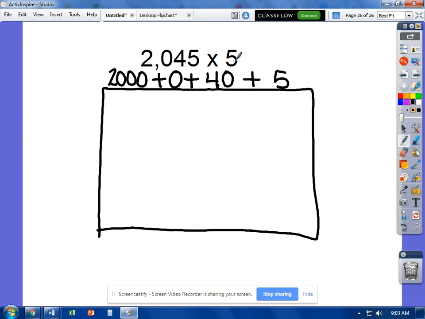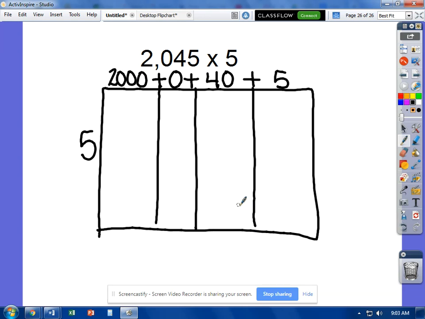This 5 is going to go on the side. It doesn't need to be expanded anymore because it's just worth 5. Anywhere I see a plus sign, I'm going to bring it down. And I'm going to split my boxes. Okay, so now I can go ahead and do my math.